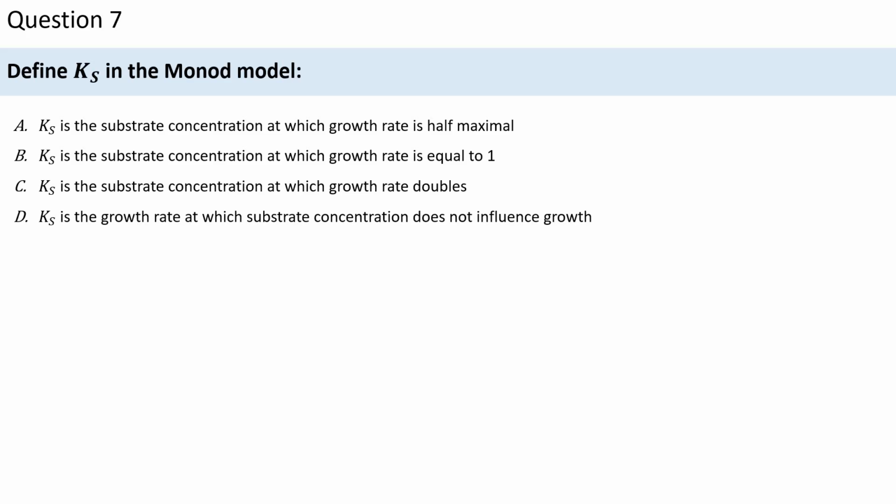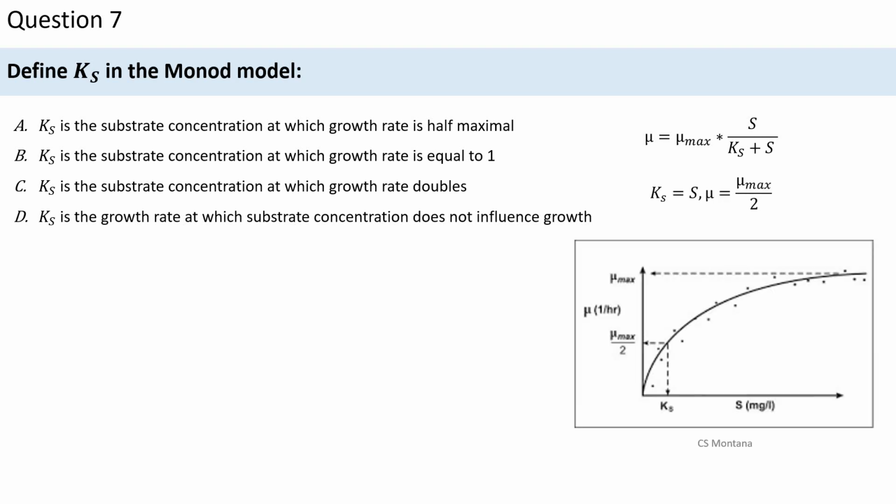Ks is the substrate concentration. Ks is the growth rate at which substrate concentration does not influence growth. So what happens when we put Ks equal to S? S and S will get cancelled, and mu max divided by 2 is nothing but mu. Ks is the substrate concentration at which the growth rate is half maximal.